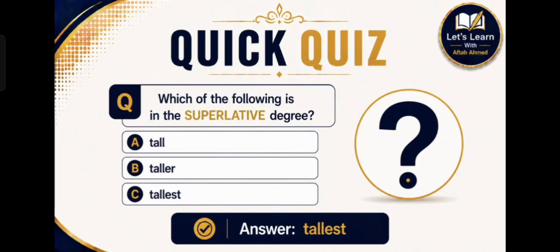Let's check your understanding with a quick quiz. Which of the following is the superlative degree? Tall, taller, tallest. Take a moment to think. The correct answer is C, the tallest. Excellent. If you selected tallest, your understanding is right on track.